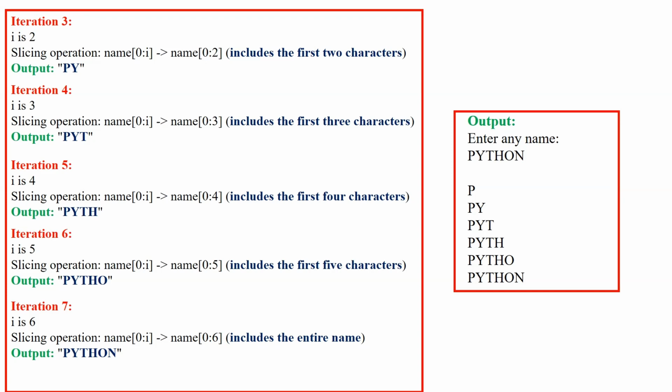Iteration 7. i is 6. Slicing operation. name of 0:i implies name of 0:6. This includes the entire name. Output is PYTHON. The loop iterates a total of 7 times, each time increasing the value of i by 1. With each iteration, a substring of the name is extracted using string slicing and printed on a separate line. The substring grows in length from the first character to the entire name, resulting in the desired pattern.